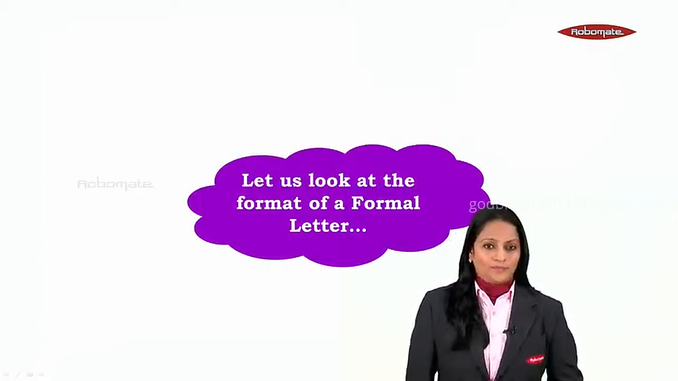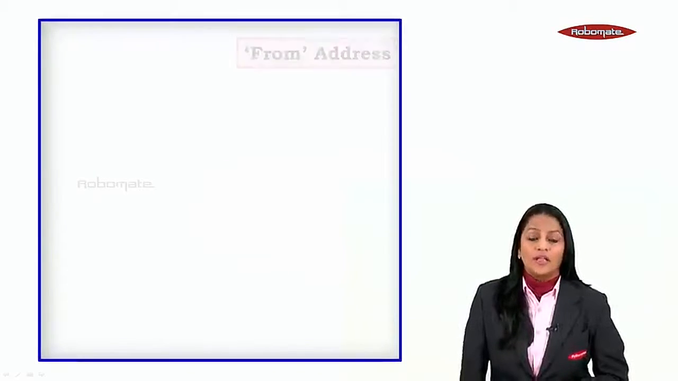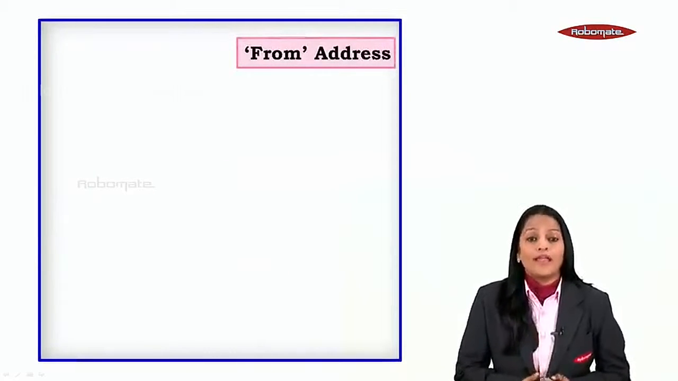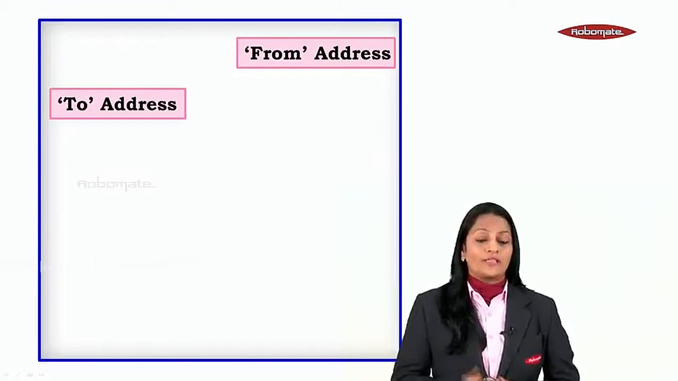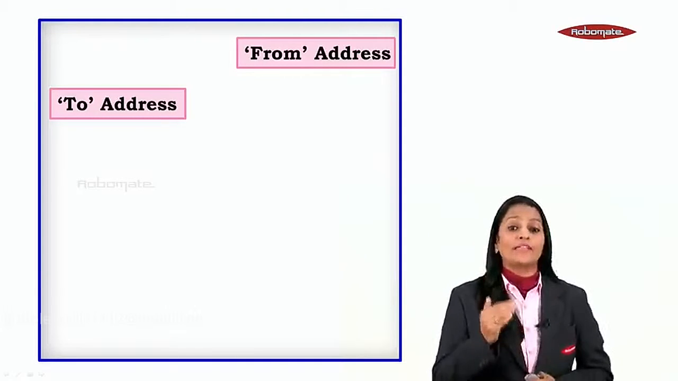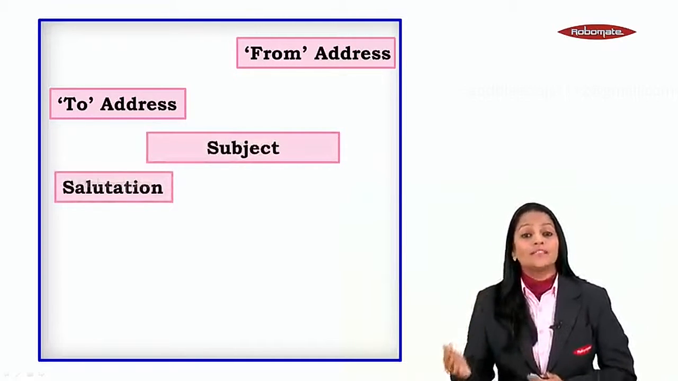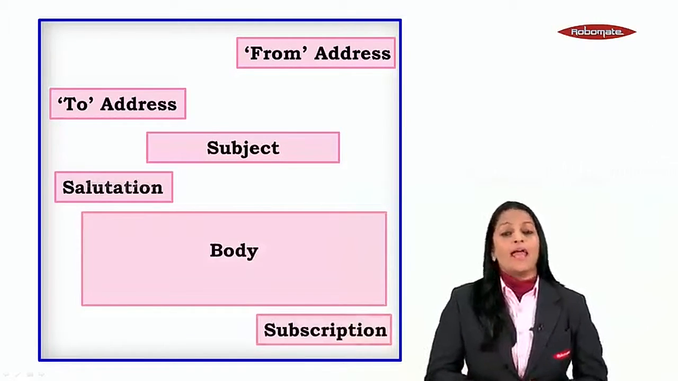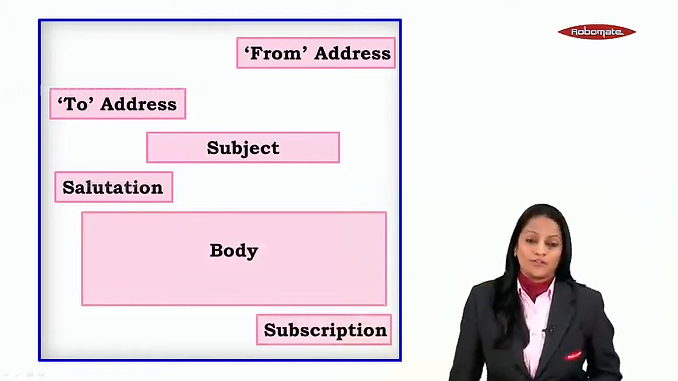Okay? Now, let us understand this with an example. And first and foremost, just the format in general. You can see here, the top right corner, the from address. Then after that comes the to address. Of course, below the from address, we also have the date line, which we will see in detail later. Then we have the subject, we have the salutation, the body, and the subscription. Students, this is the general format of the letter. Let us study this in detail with an example.